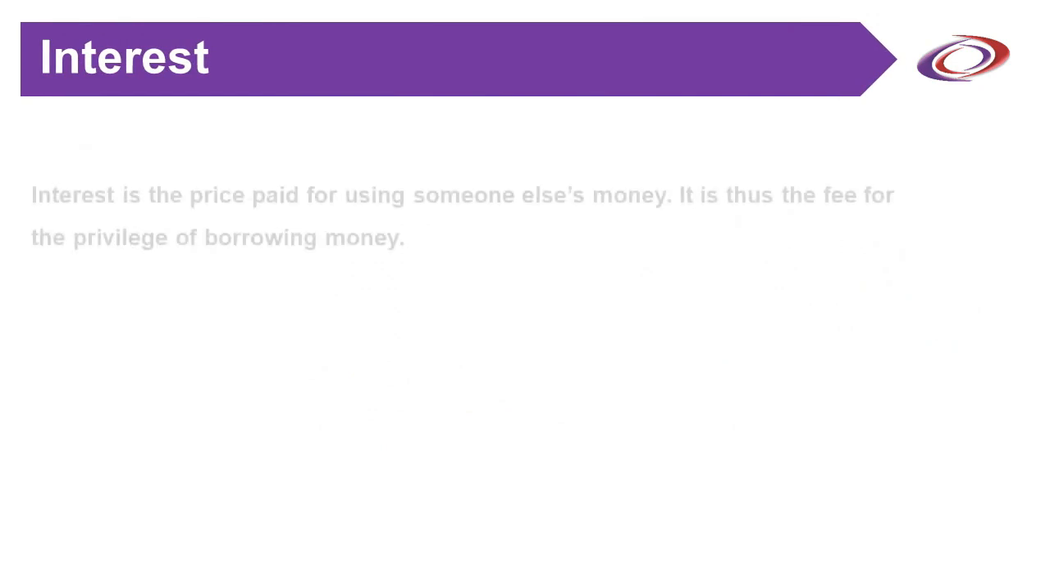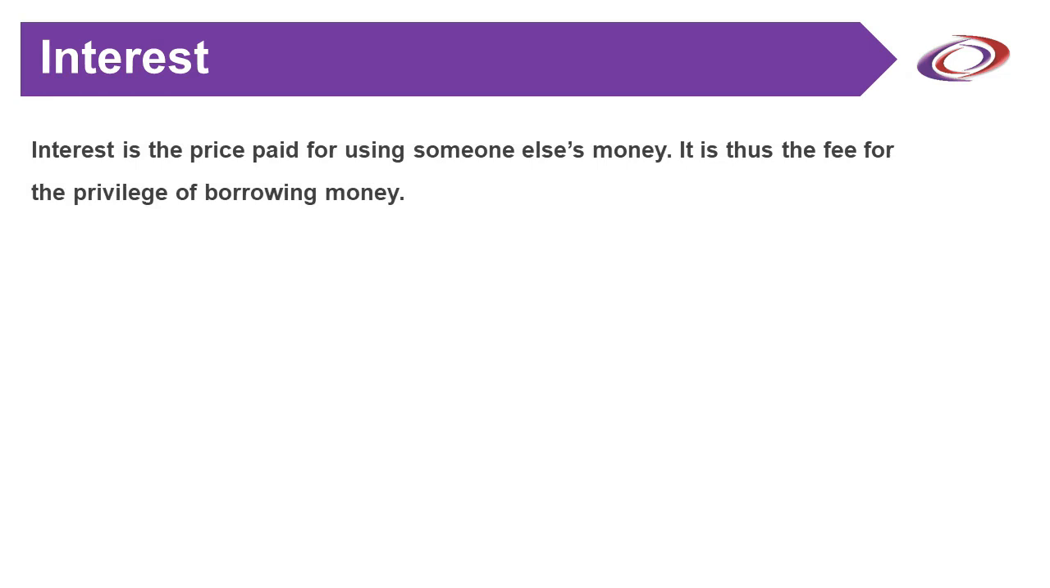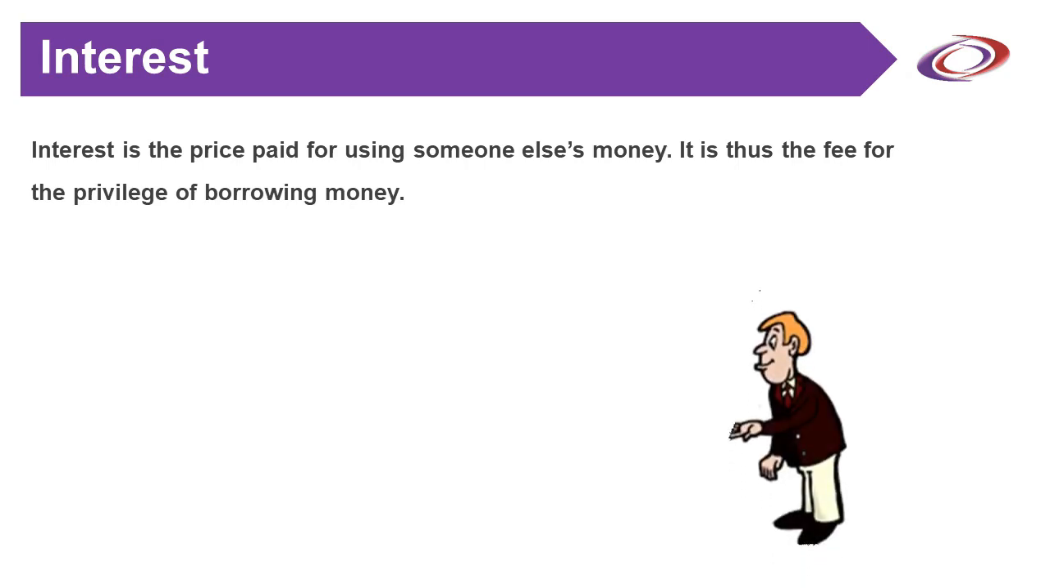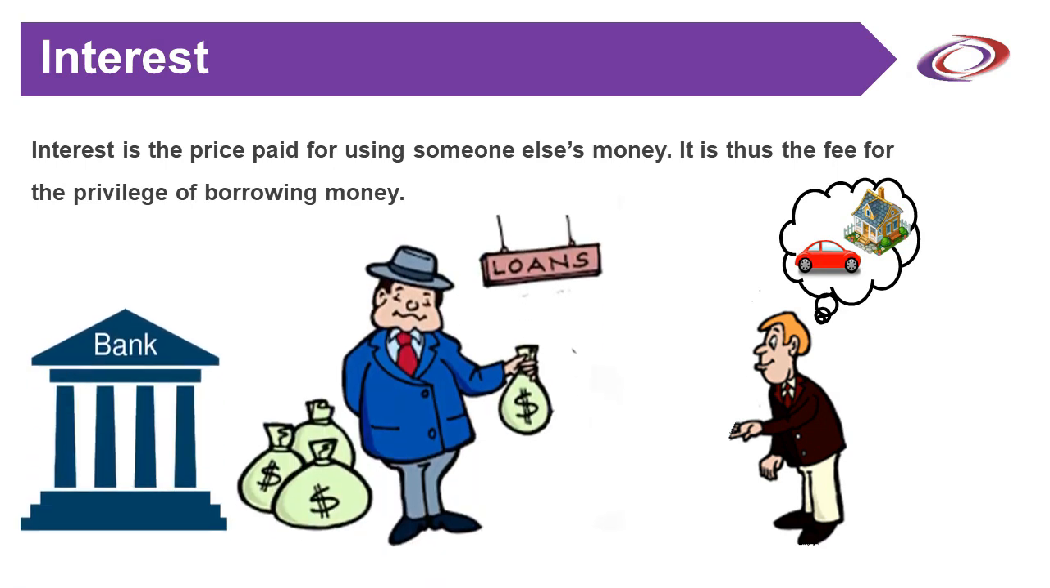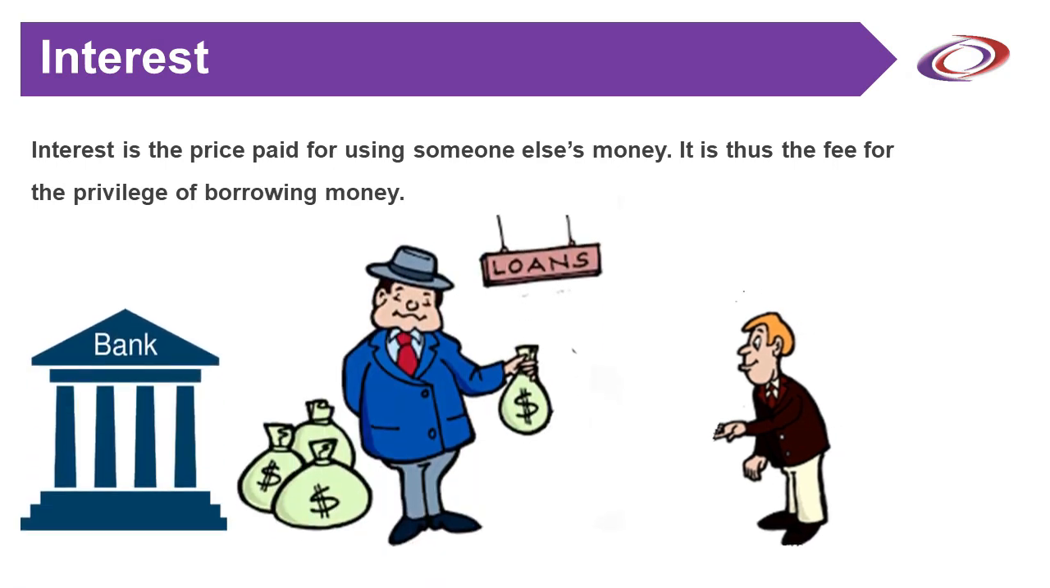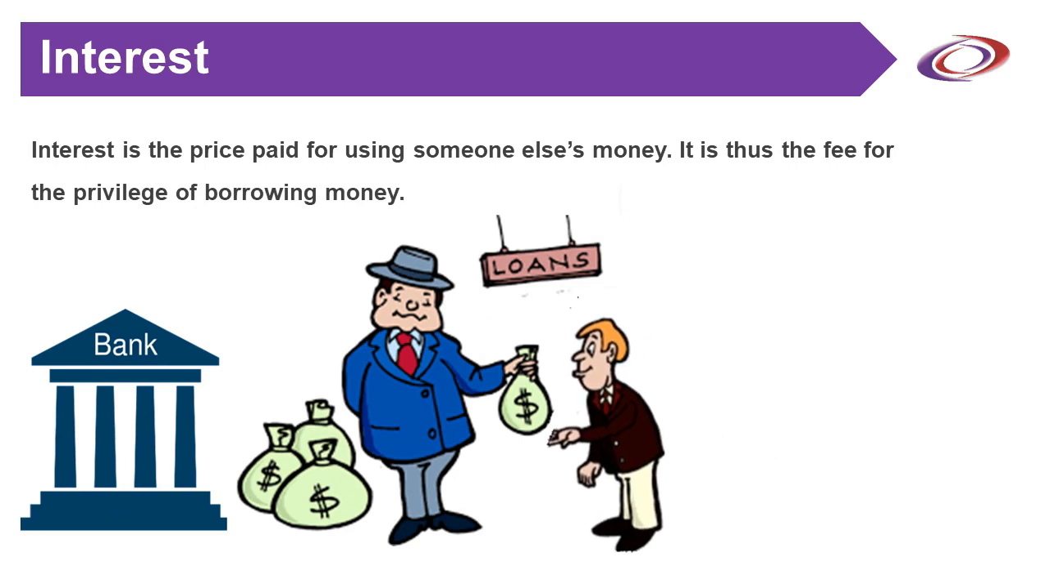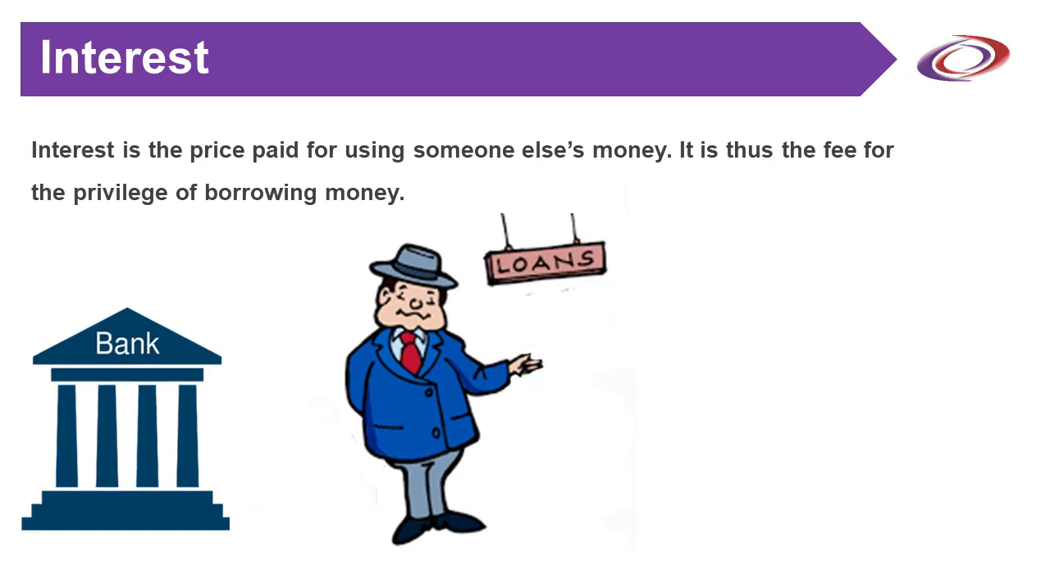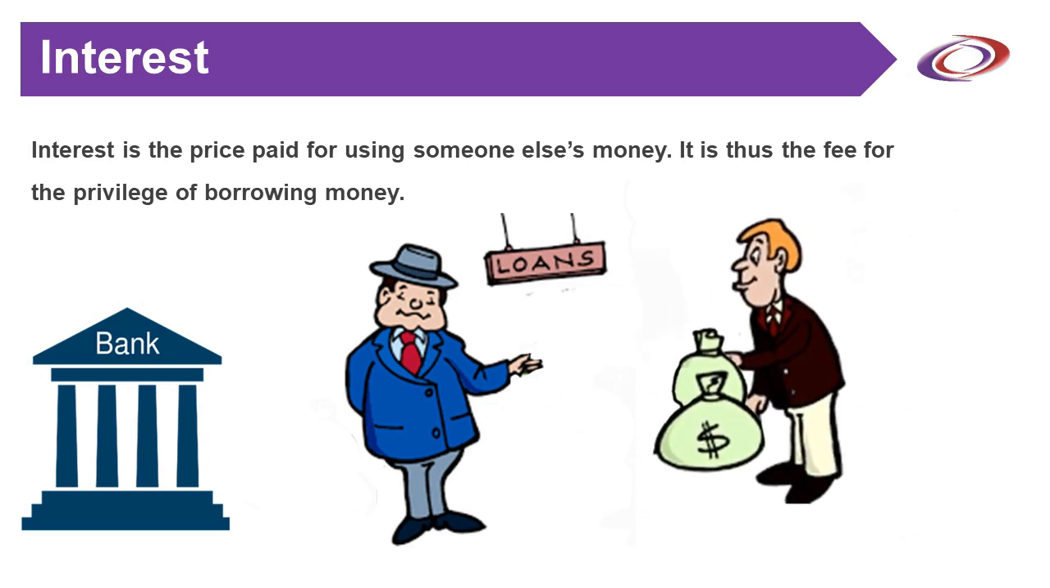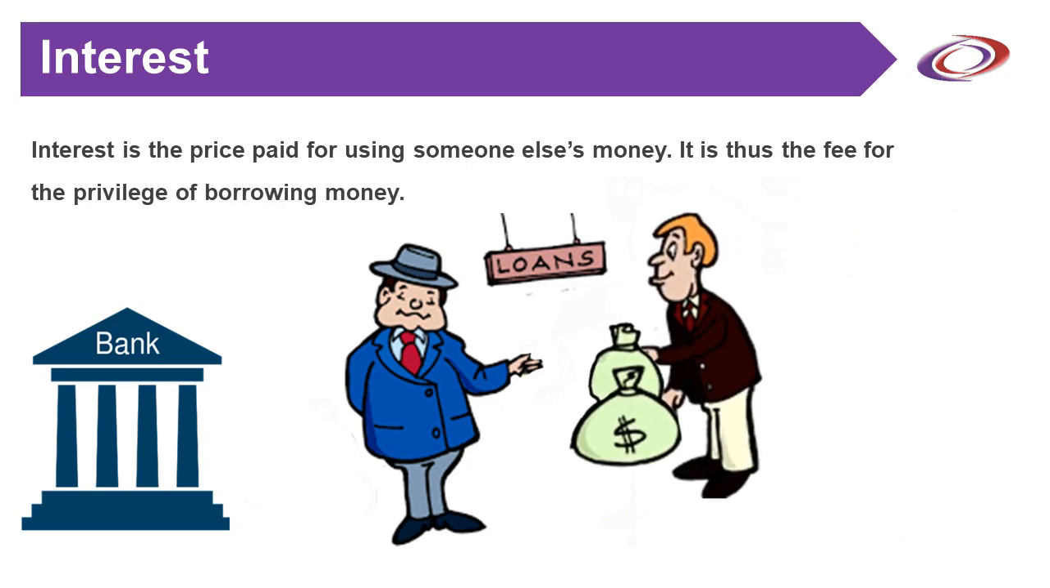Interest. Interest is a price paid for using someone else's money. It is thus the fee for the privilege of borrowing money. The fee represents the price a person pays for the ability to spend or consume in the present instead of having to wait for the future to do so. So, it is extra money that you pay if you have borrowed money, or the extra money that you receive if you have money in some types of bank accounts.